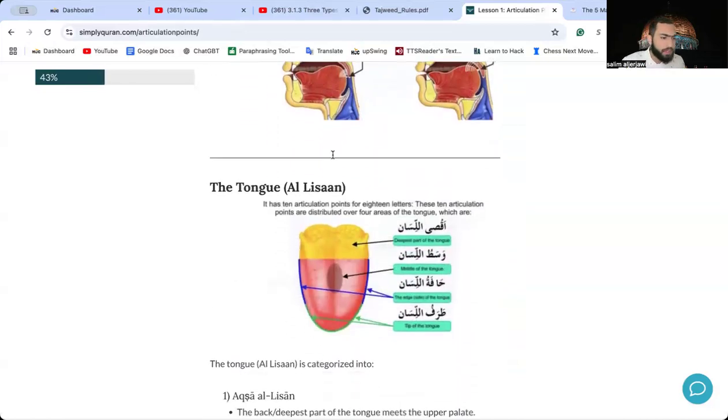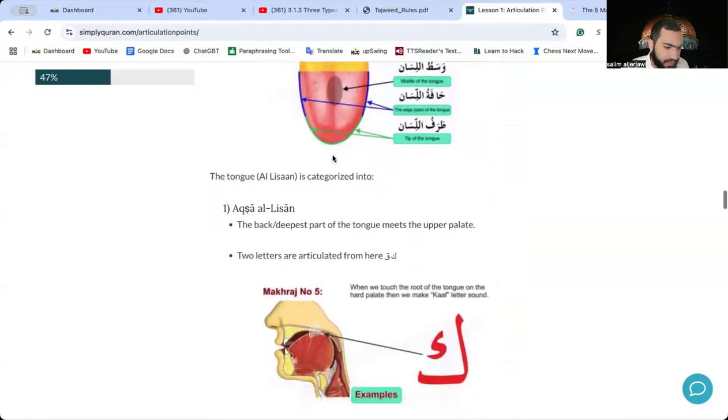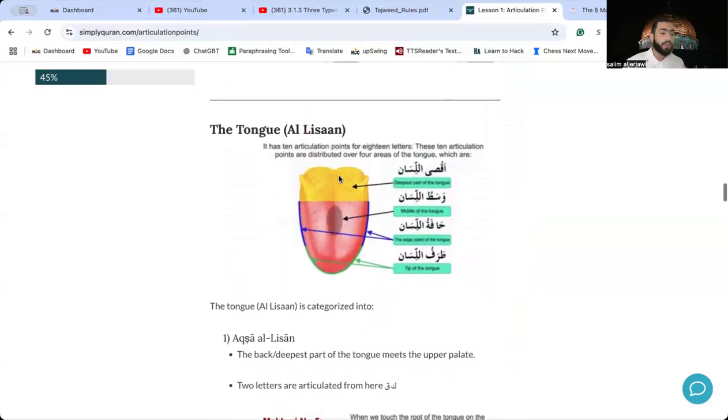Okay, let's move on to the tongue. Let me see if it specifies here. Oh yeah, it does. Now, the tongue is actually divided into 4 different sections. What are those 4 sections? The tip of the tongue, the beginning, exactly here. Then the middle of the tongue and the farthest point of the tongue, or the deep part. That's very simple. Now we have one more extra, which is the edges of the tongue, which is only one letter, but a very important letter. We have to talk about it, which is dad.